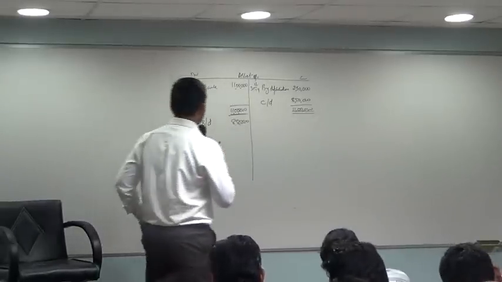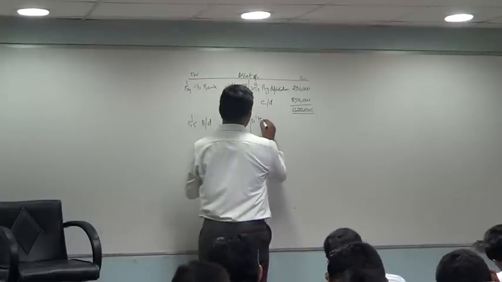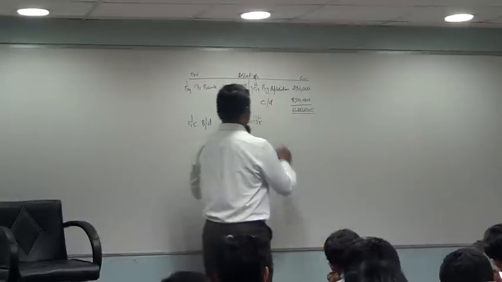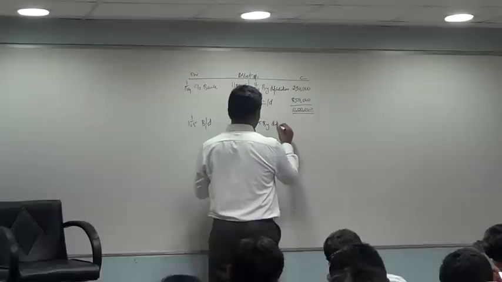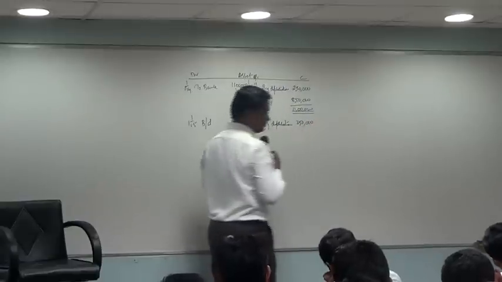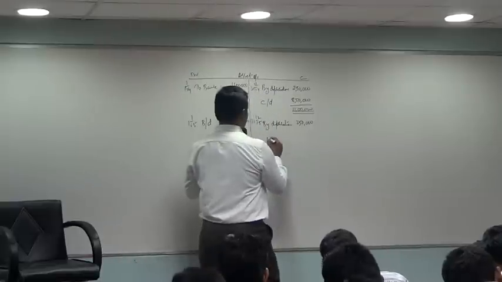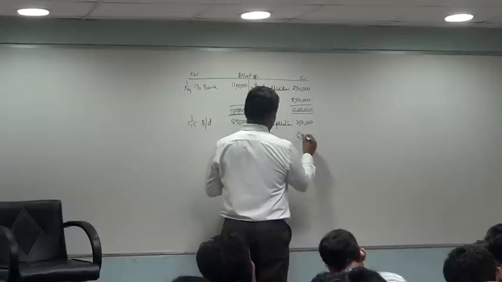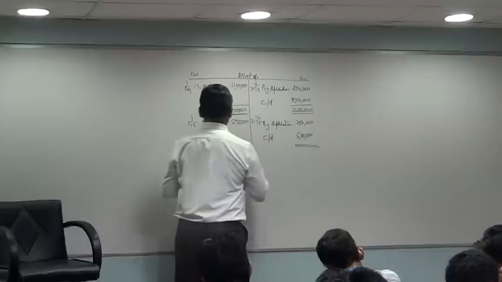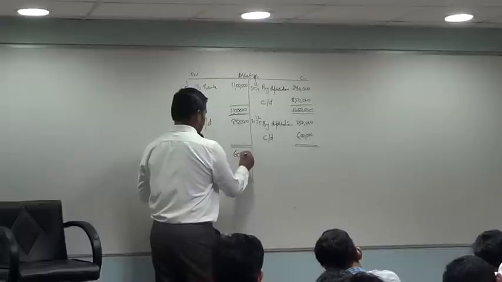Correct? Next. When will you charge depreciation again, the second time? 31st December 15. What is the entry you will pass? Depreciation account debit, asset account credit. You will write by depreciation. Again how much? 2,50,000. Carry down 6 lakhs. Brought down 6 lakh.